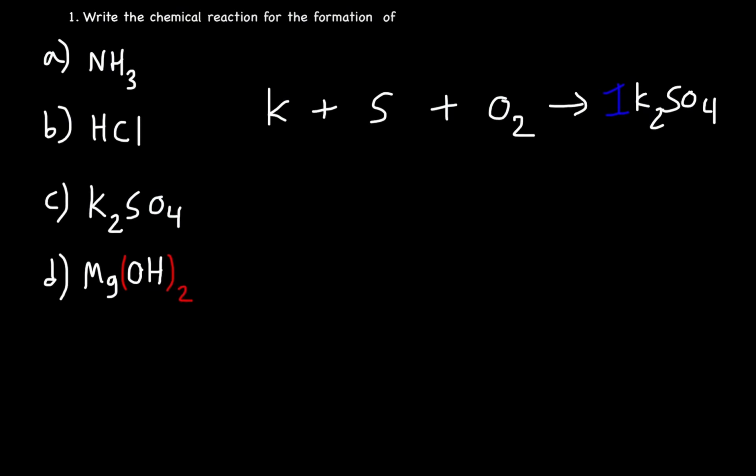So now we just balance here. On the left side, there's 1 potassium, and on the other side, there's 2 potassium. So we're going to put 2 as a coefficient. And now let's focus on sulfur. On the right side, there's 1 here, and on the left side, there's 1. So we don't really need to do anything here because it's already balanced. Now for oxygen, there's 2 oxygen here, and there's 4 here. So we'll multiply by 2, the coefficient. So this is the reaction if you want to make exactly 1 mole of potassium sulfate.